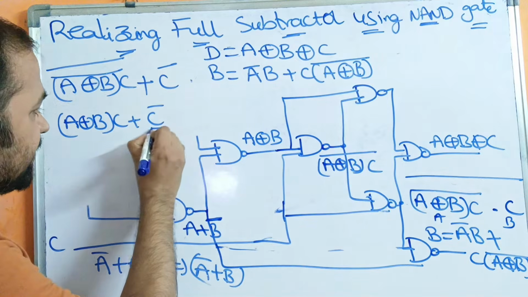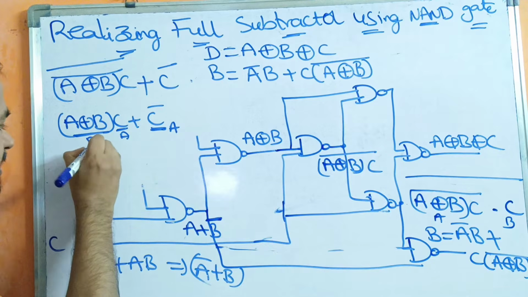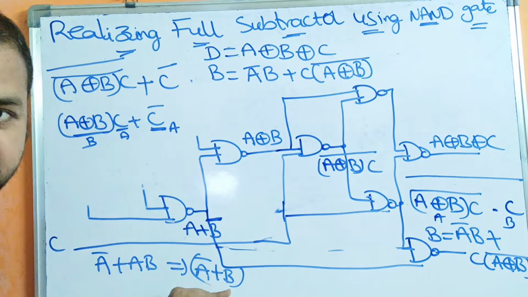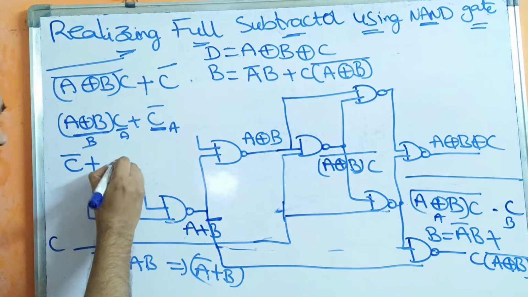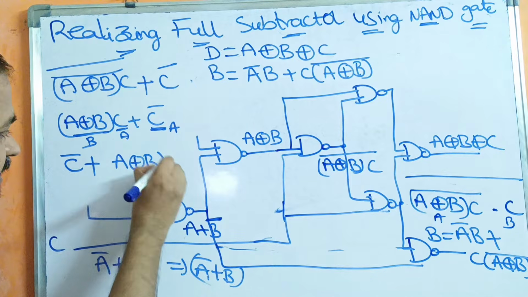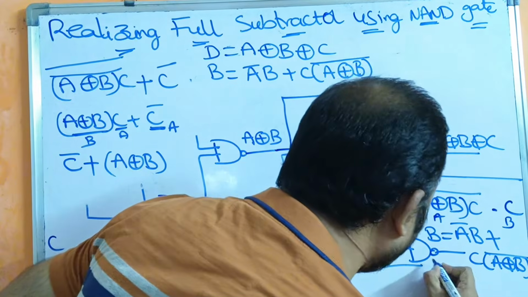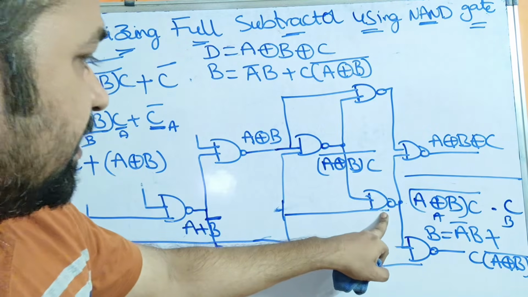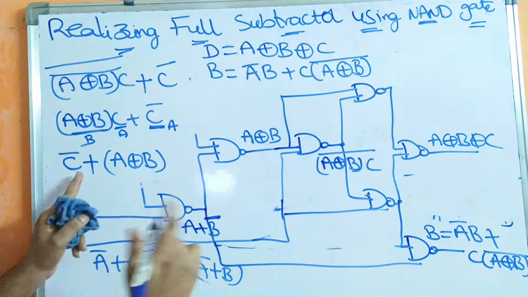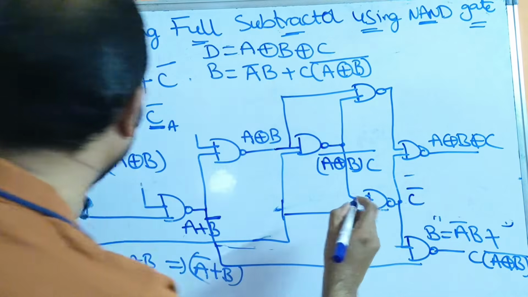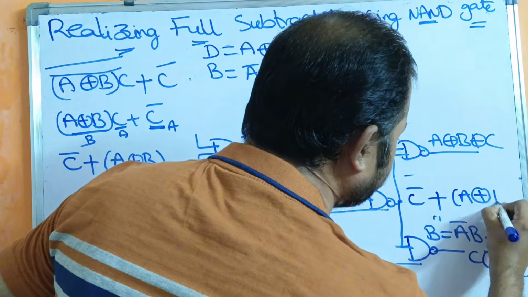So here what is A? A means C. Whereas what is B? B means A exclusive or B. So we can write it as A bar plus B. Here what is A? C. So C bar plus, what is B here? B means A exclusive or B. So if we simplify this third NAND gate, then it is producing output as C bar plus A exclusive or B.